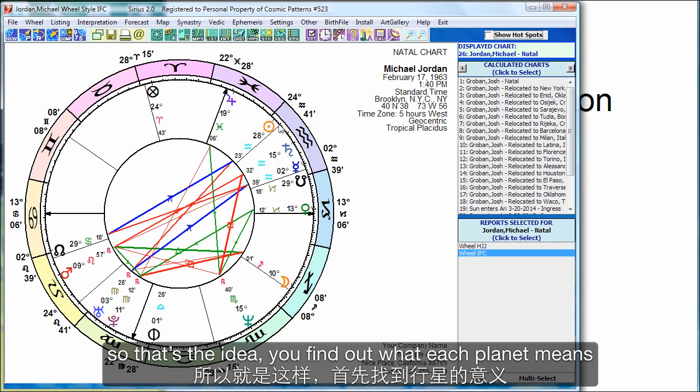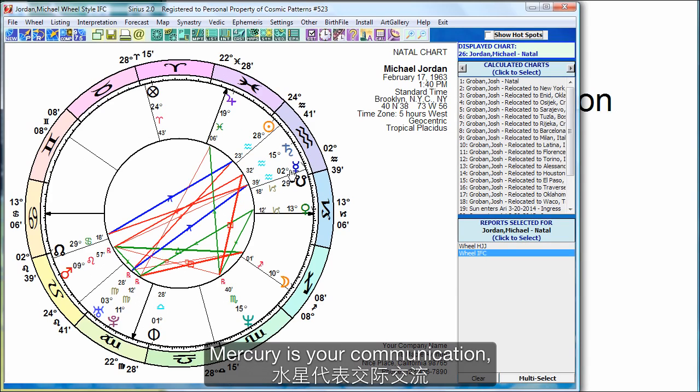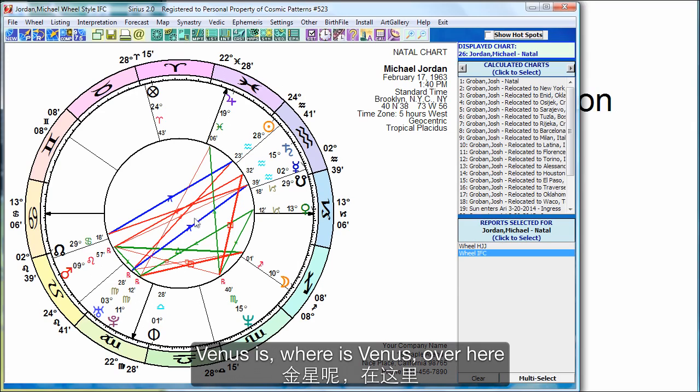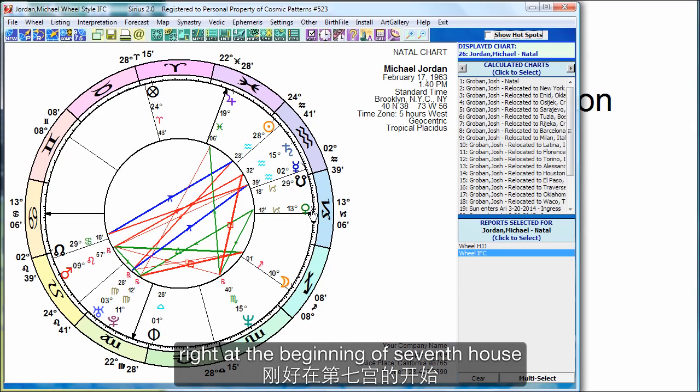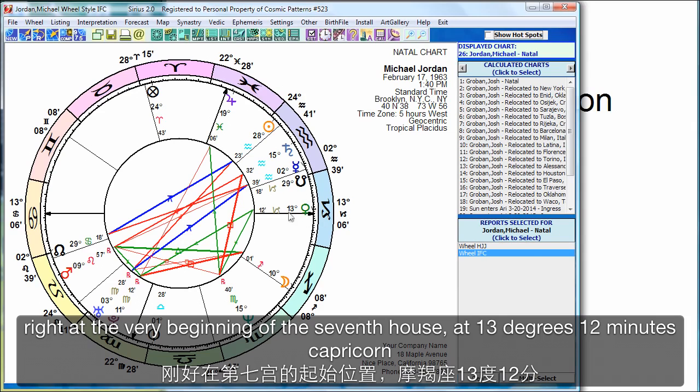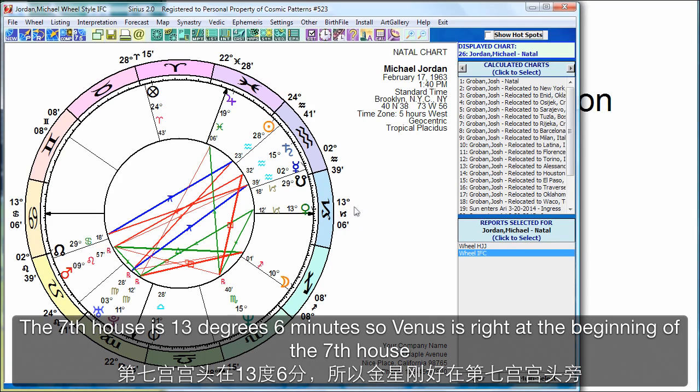So that's the idea. You find out what each planet means. Mercury is your communication. Venus is, where is Venus? Over here. Right at the beginning of the 7th house. Right at the very beginning of the 7th house. 13 degrees, 12 minutes of Capricorn. The 7th house is 13 degrees, 6 minutes, right at the beginning of the 7th house.